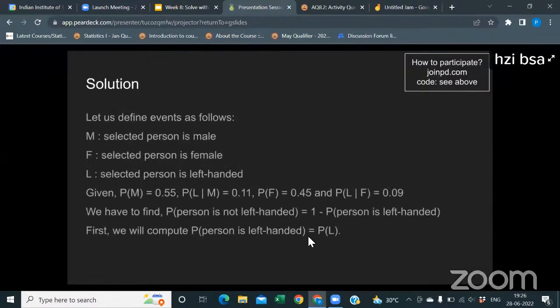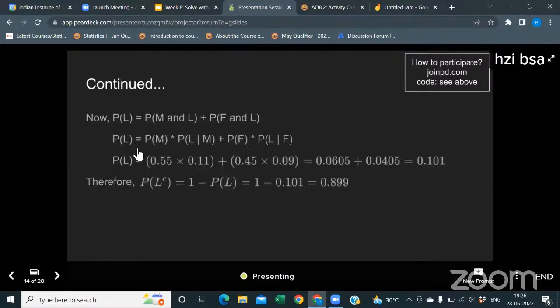Now we can proceed with the person being left-handed, that means probability of L. How can we find the probability of L? It means the probability that the person is male and left-handed, or the probability that the person is female and left-handed, right? Everyone is getting this one or not? Yes, sir. We have to find that the person is left-handed, and the person can be male or female.